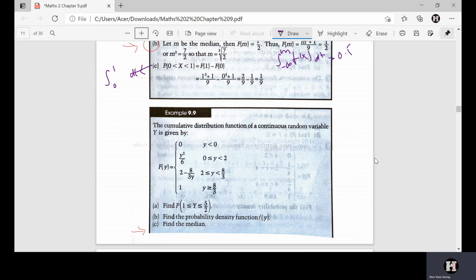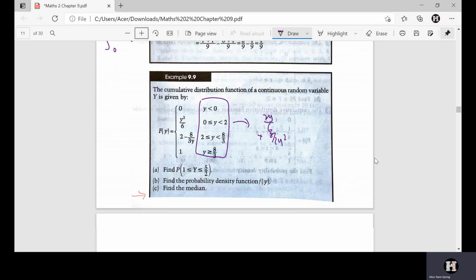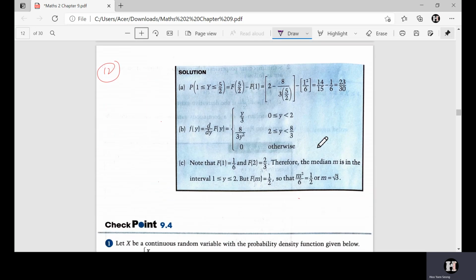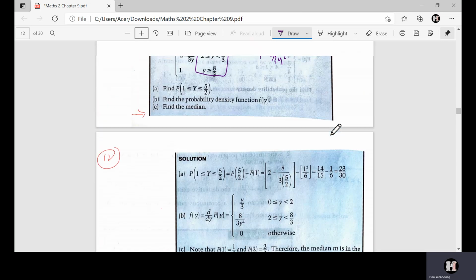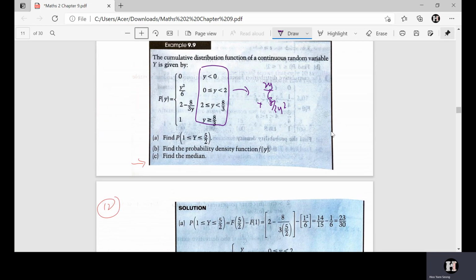And how do you want to find back? Then you differentiate. So differentiate to y, sorry, to y over 6. This one is negative, sorry, is 8, 3y squared, and so on. And the most important part actually is this range. If you look at this answer, this is the correct way how you want to write it back, with otherwise.